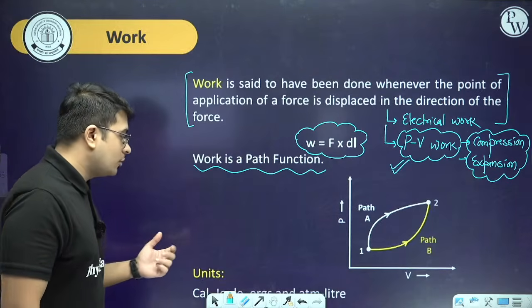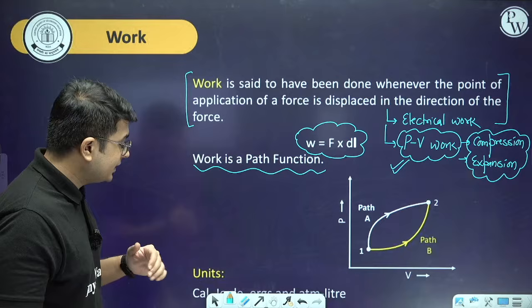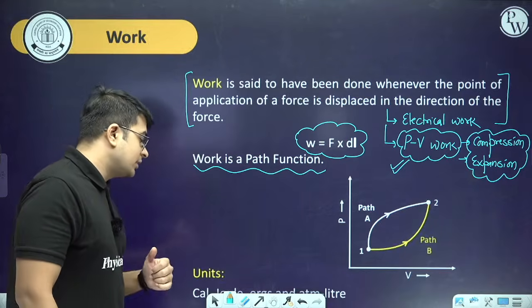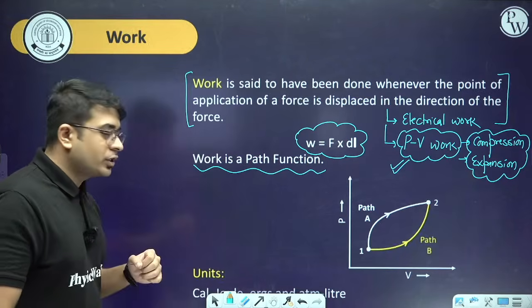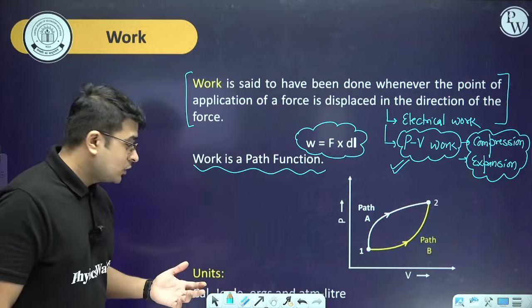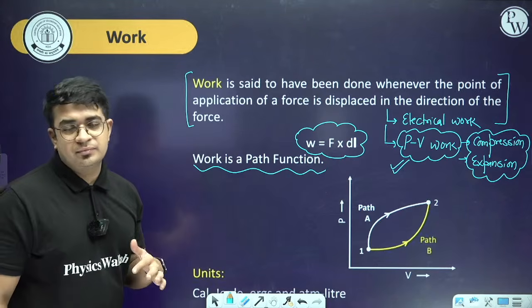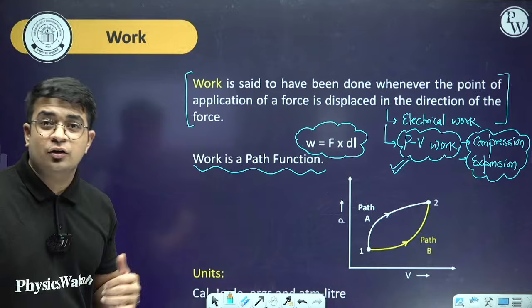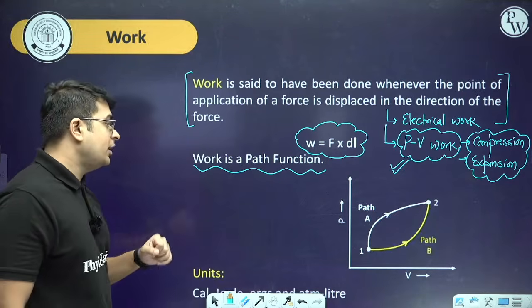And if I talk about the units, there are different units related to work done. Either you can use a joule, or you can use calorie, or you can use a liter ATM. These are the different units, or you can use erg also. So that is the basic idea about the work done.